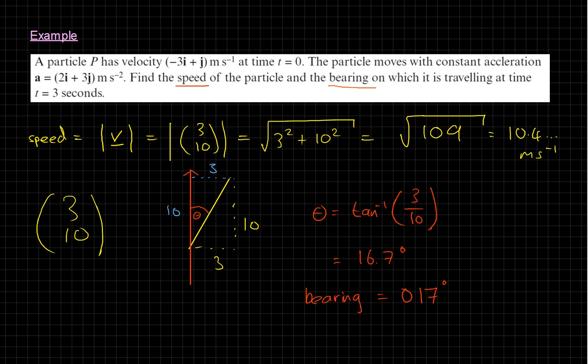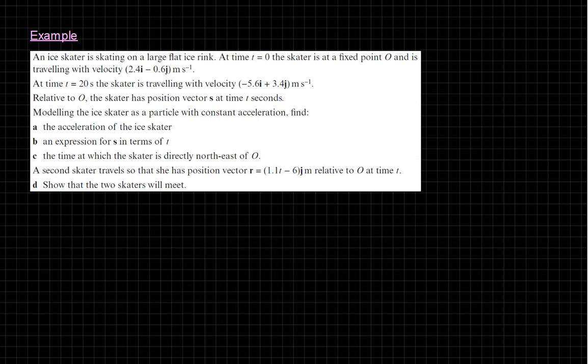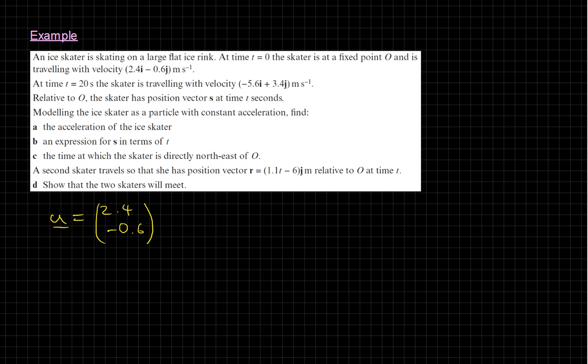Cool, let's look at one last example. Okay, let's see how quickly we can do this one now. Ice skater. Skating on a large flat ice rink. At time t equals 0, the skater is at fixed point O. It's just saying she starts at distance 0, which is good, and is travelling with this velocity. So therefore, we have that u, initial velocity, is equal to (2.4, -0.6). At time t equals 20, the skater is travelling with velocity (-5.6, 3.4).